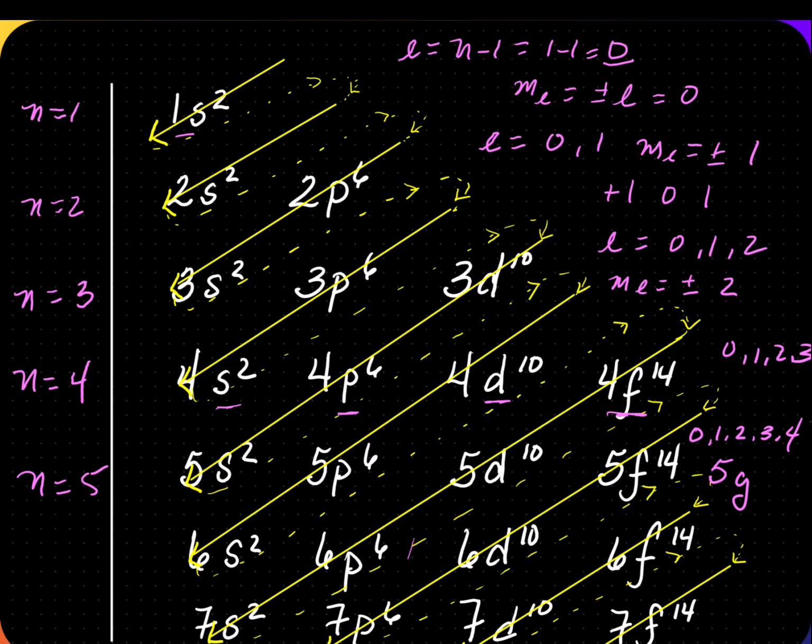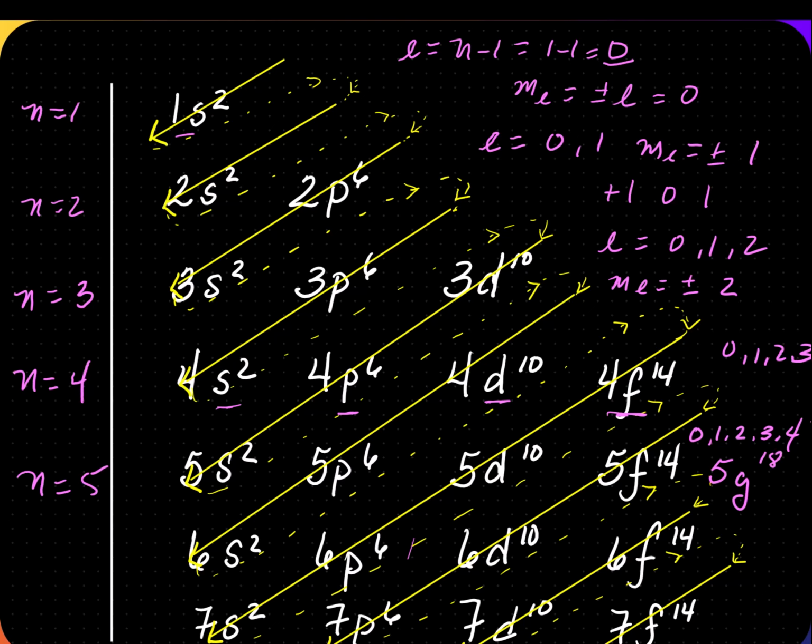So plus 4, plus 3, plus 2, plus 1, 0, minus 1, minus 2, minus 3, minus 4 will give you 9 orbitals. 9 times 2 will give you 18 electrons.